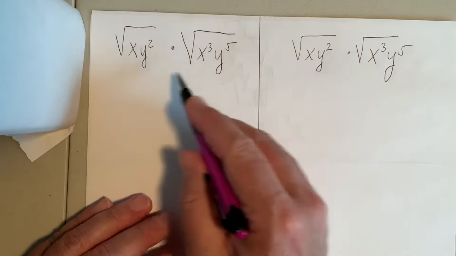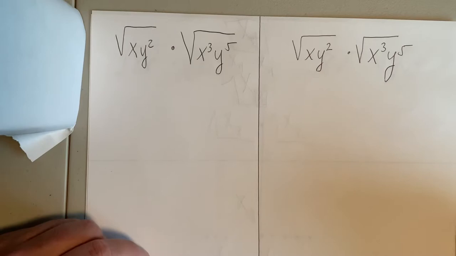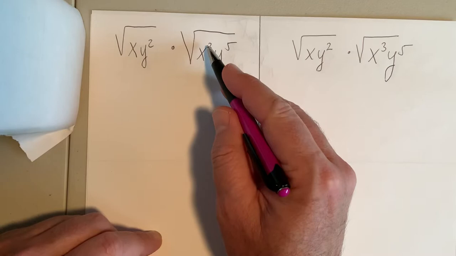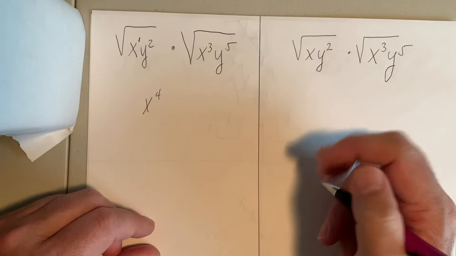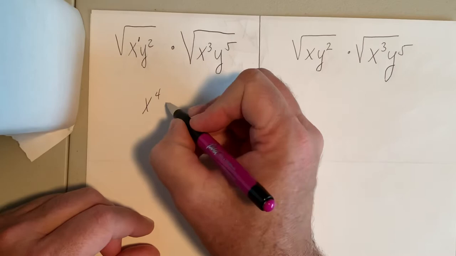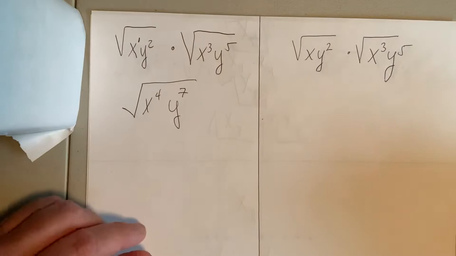Our next example. Now, as you can see, I wrote the same thing twice. So I'm going to do this two different ways. The first way, I would simply take x and x to the third and multiply that, which in multiplying, you really are going to take x to the first and x to the third and add the exponents together. And then we have y squared and y to the fifth. Well, y squared and y to the fifth is going to add together to y to the seventh. But remember, that's still inside the radical sign.